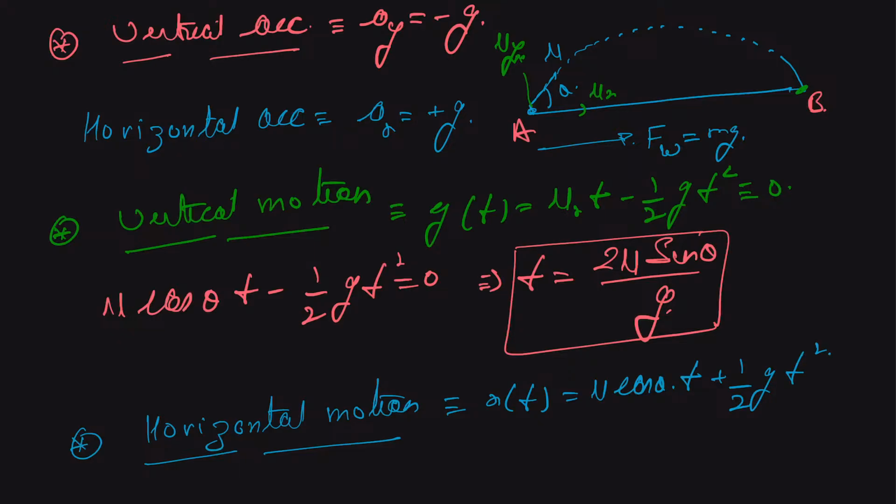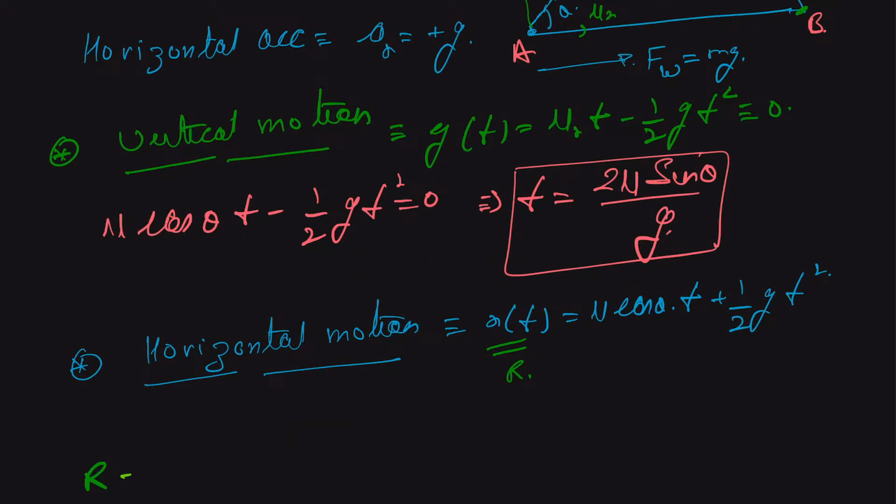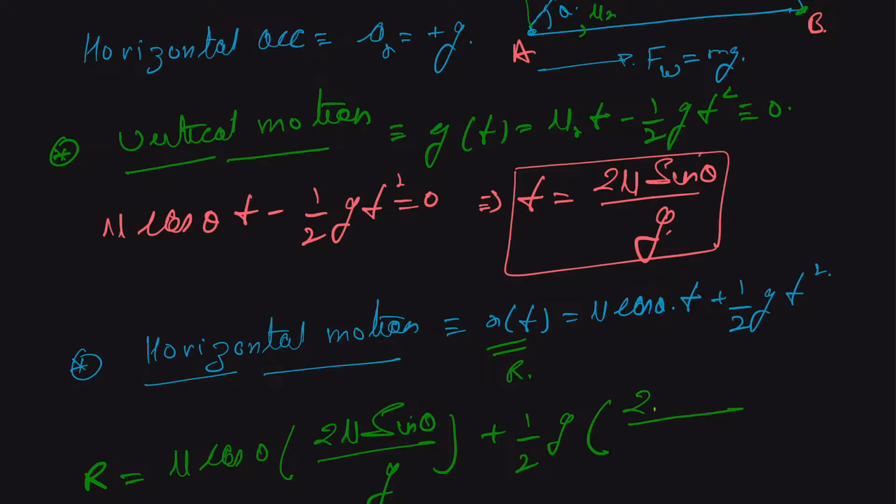And we substitute the value of t, and let us denote that our maximum range, that x of t, is equal to R. Therefore we can write that R is equal to u cos theta, and we substitute the value of t, that is 2u sin theta upon g, plus 1 by 2 g, and this is 2u sin theta upon g whole square.